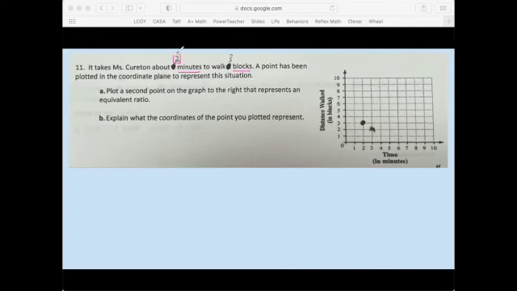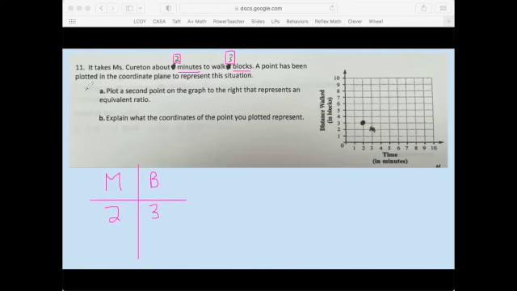And the actual numbers are written as well. So minutes to blocks. Let me make the table look nicer. 2 minutes, 3 blocks. So every 2 minutes, she walks 3 blocks.